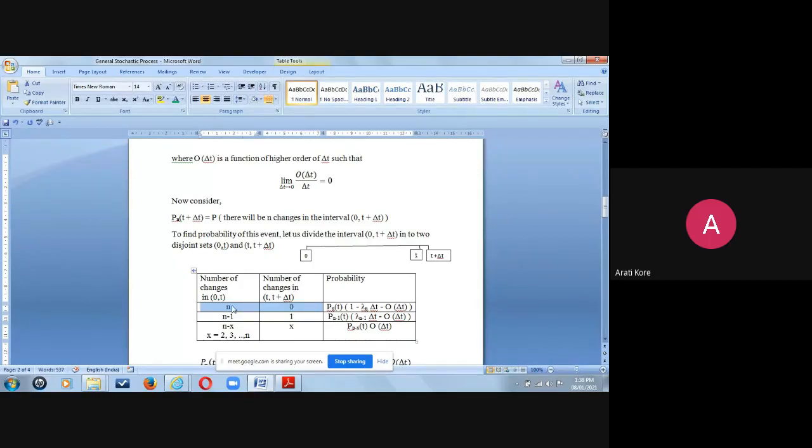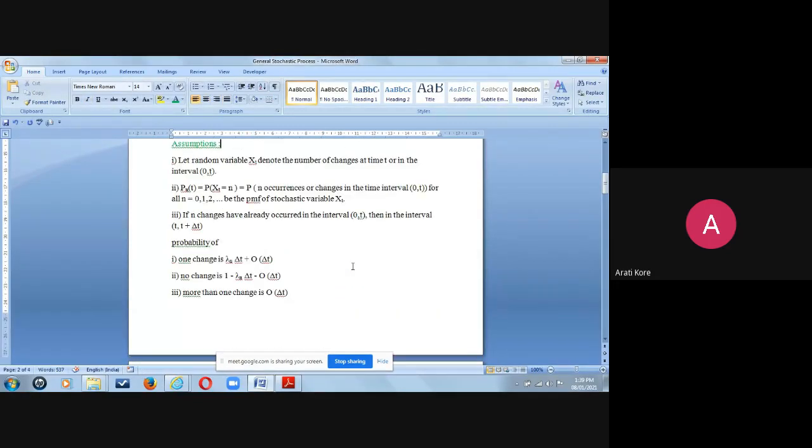Okay. Now let me write the probability. So probability of n changes in 0 to t. How to write that probability? It is nothing but P_n(t), n changes in 0 to t. That is nothing but my P_n(t). And probability of 0 changes in t to t plus delta t. Now according to assumption, probability of 0 changes in the interval of length delta t is 1 minus lambda delta t minus o(delta t).